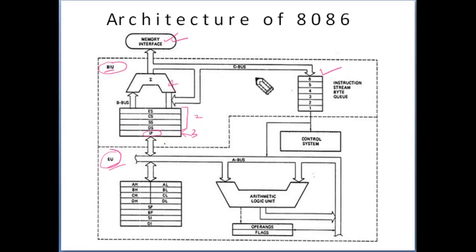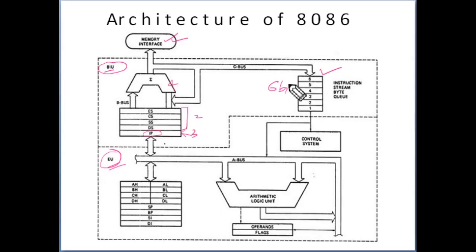The instruction queue is 6 bytes in size. So what is the role of the instruction queue? Actually, the instruction queue is not available in 8085. It is one of the extra, advanced features of 8086. Just imagine there is no instruction queue. So how will the system work?